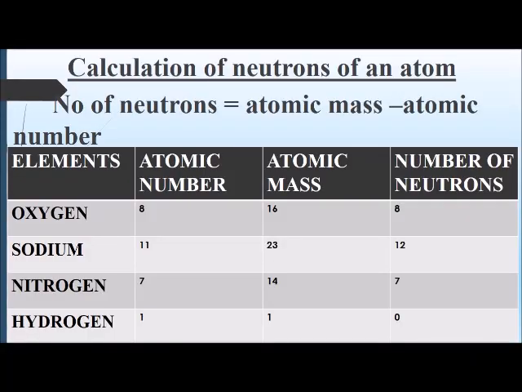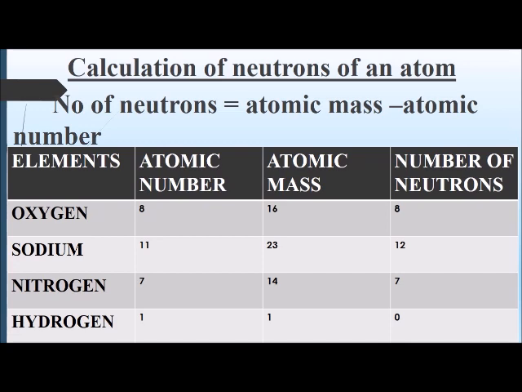Okay, if you are given the atomic mass and atomic number, then you will be able to calculate the number of neutrons in an atom. Here is a table that is showing different elements and their atomic numbers and atomic masses. I'll tell you how to calculate the number of neutrons in these elements.